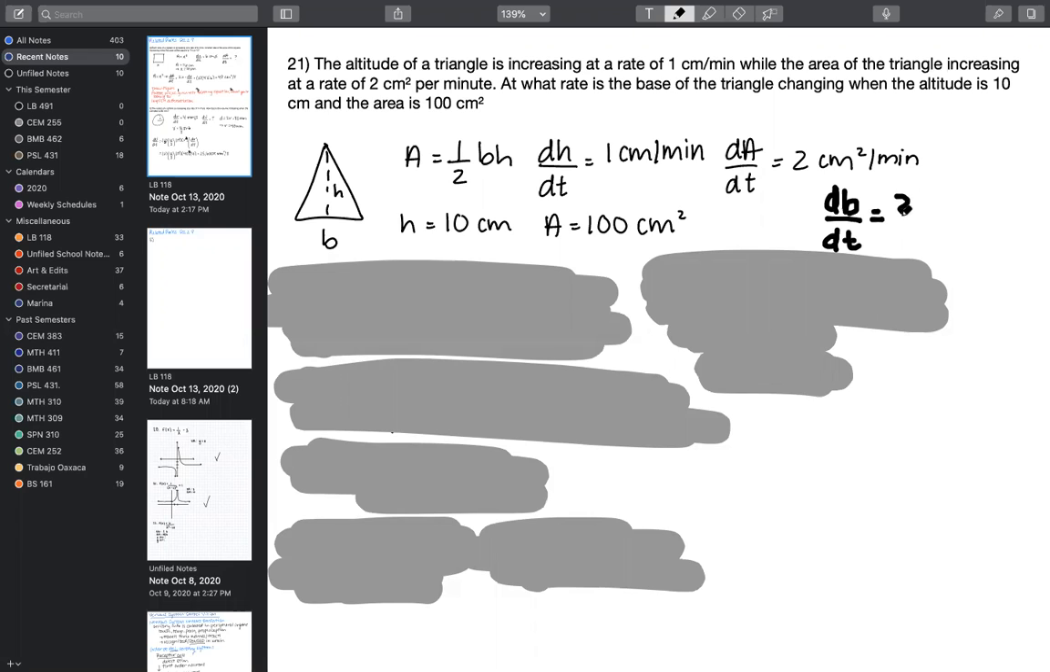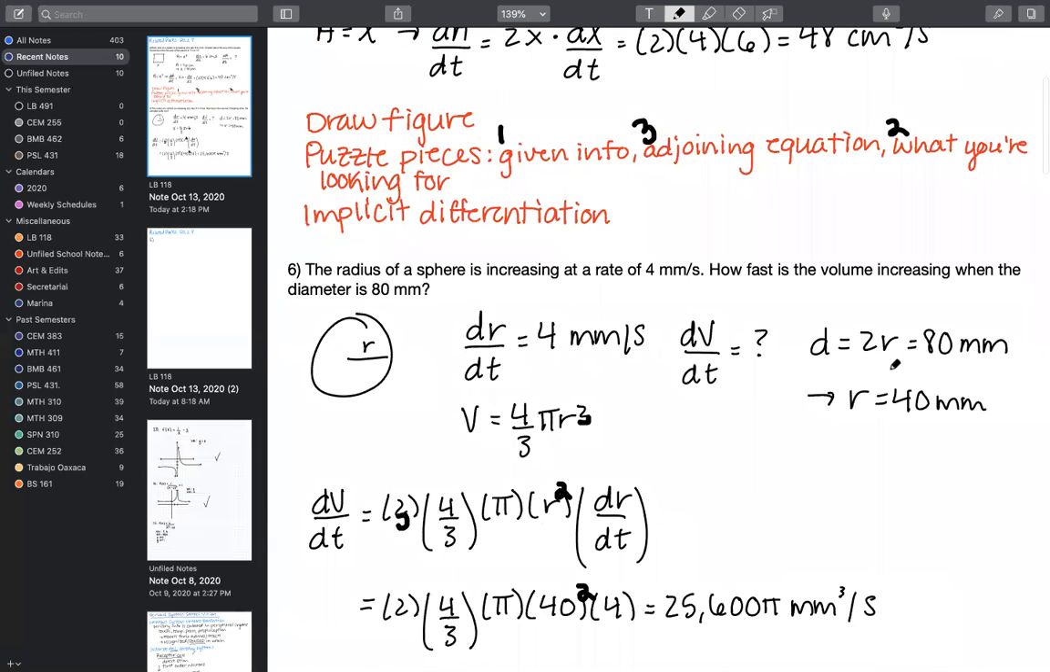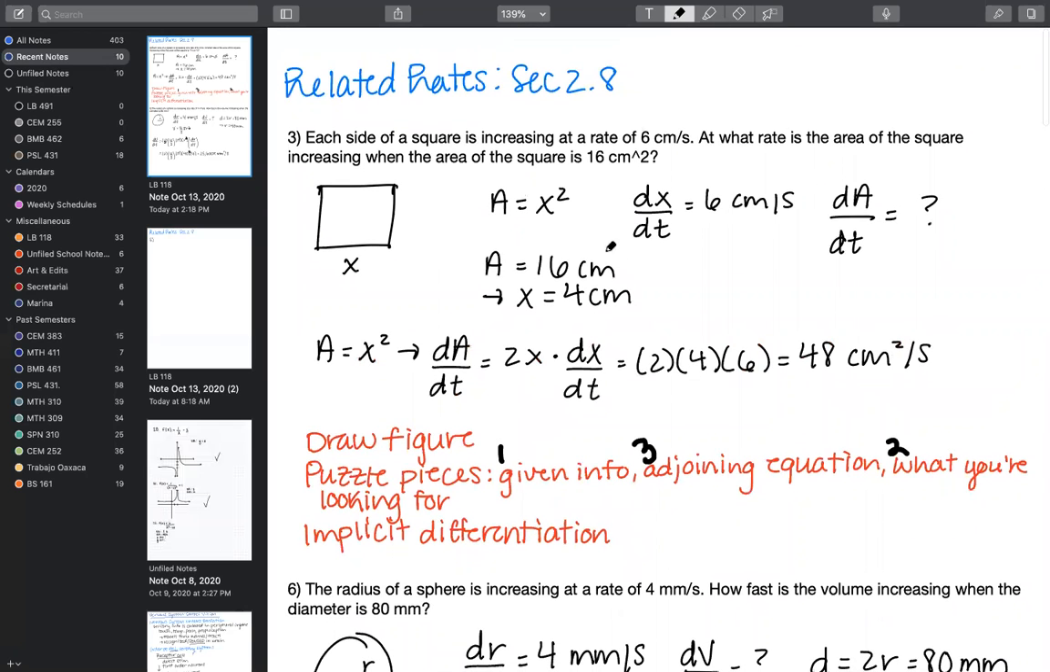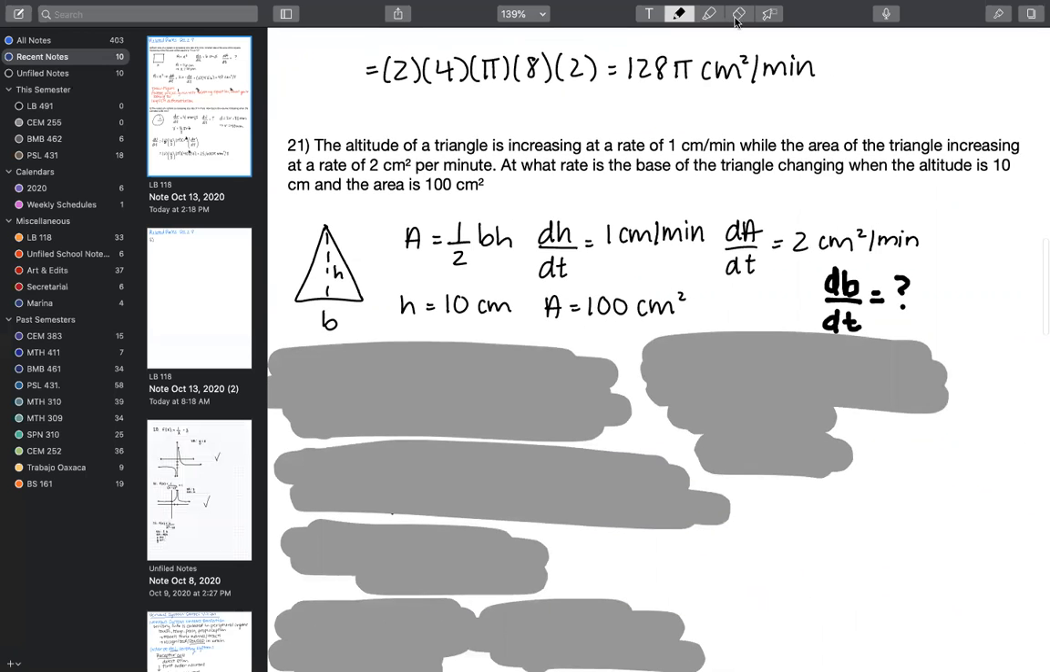We're also told that the area is increasing at a rate of 2 centimeters squared per minute. And we're given the values at the instant at which we're supposed to be evaluating this problem. Given the values, h is equal to 10 centimeters and area is equal to 100 centimeters squared. So this might be something that we have to manipulate in the same way that we manipulated the earlier problem, where d equals 2r and area equals 16, x equals 4 centimeters. This might be something that we do something similar with, which we will.